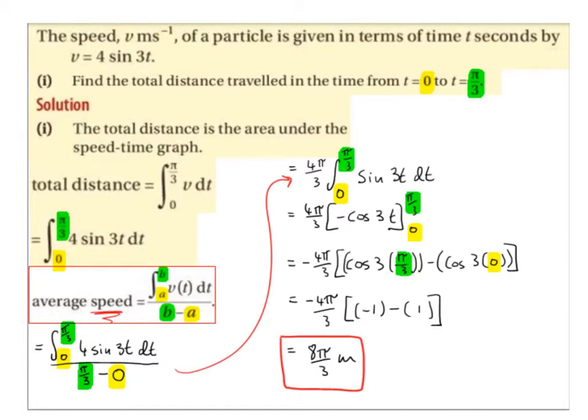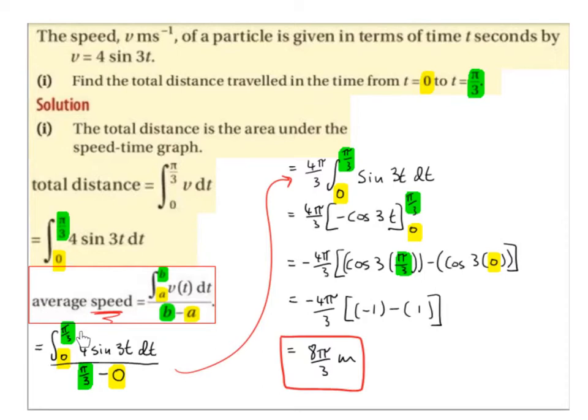So we use our average speed formula, which is very similar to our average value formula, average value of a function. And it is the integral of v of t dt between the limits a and b divided by b minus a. So we swap the v for 4 sine 3t. We swap both b's for pi over 3. So that's our b. Pi over 3 in our upper limit and pi over 3 in our denominator. And we swap the a's for 0. So our lower limit is a, and we have a in our denominator. So b minus a is pi over 3 minus 0.